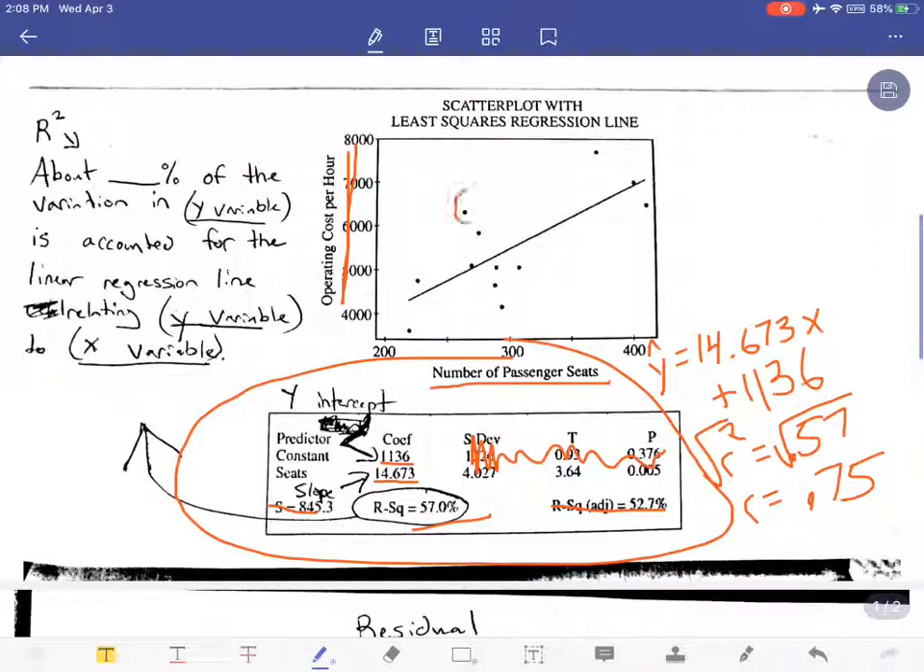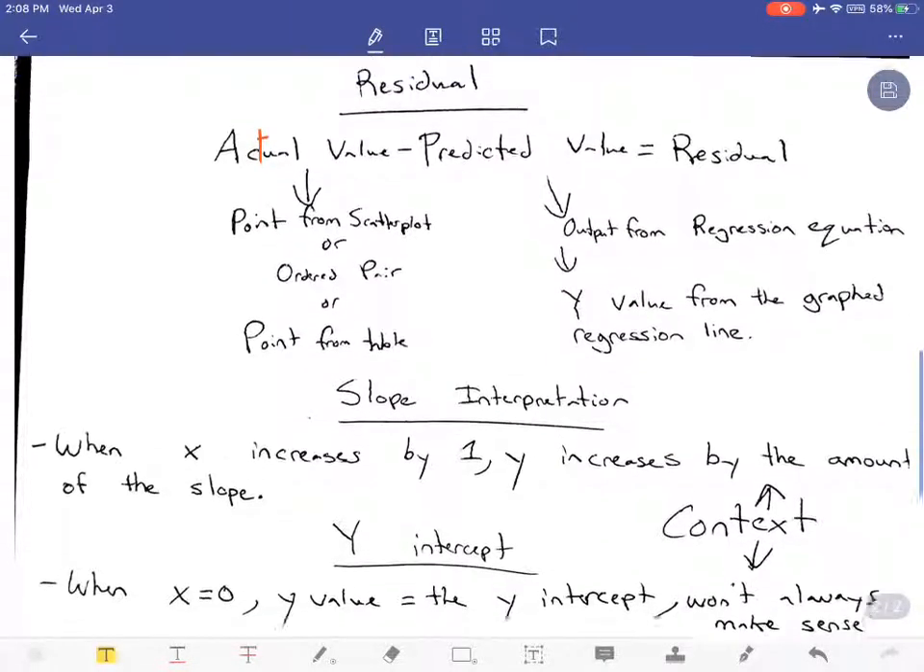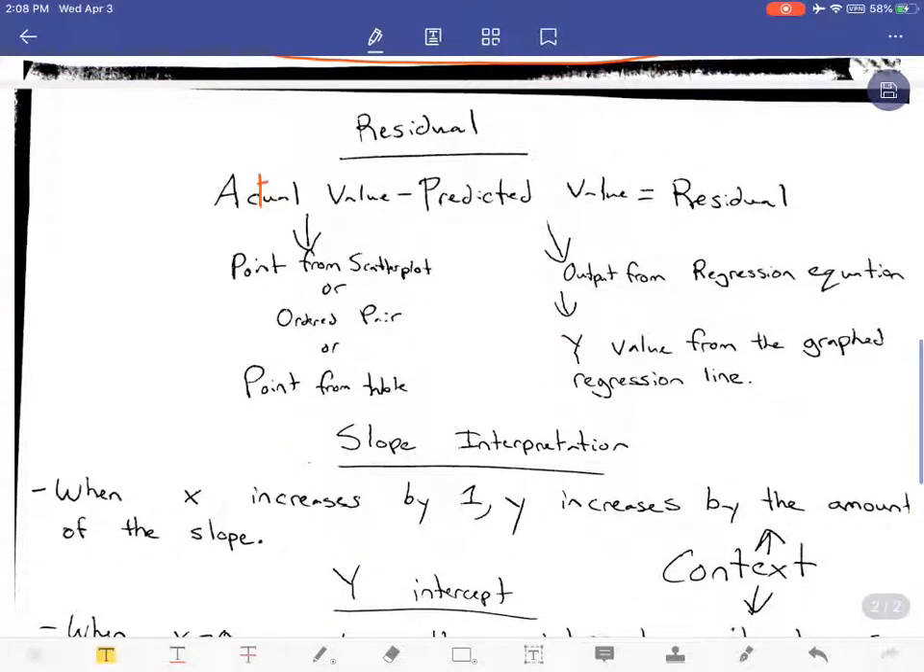So any of these points would be actual observed values because they're points. Now, if we looked at the predicted value, we can get that by plugging in an x value into your regression equation, and then y is going to be your predicted value. Or you could kind of estimate it looking off what your graph is.